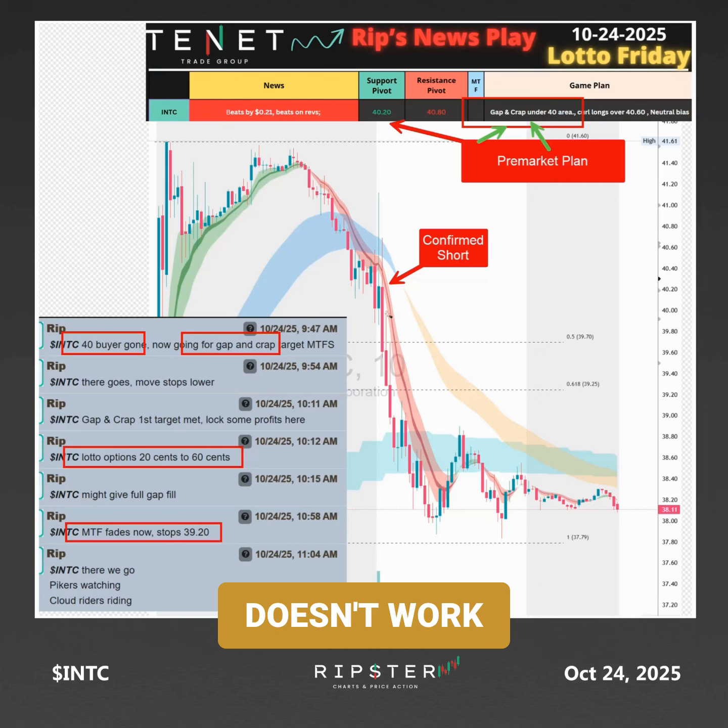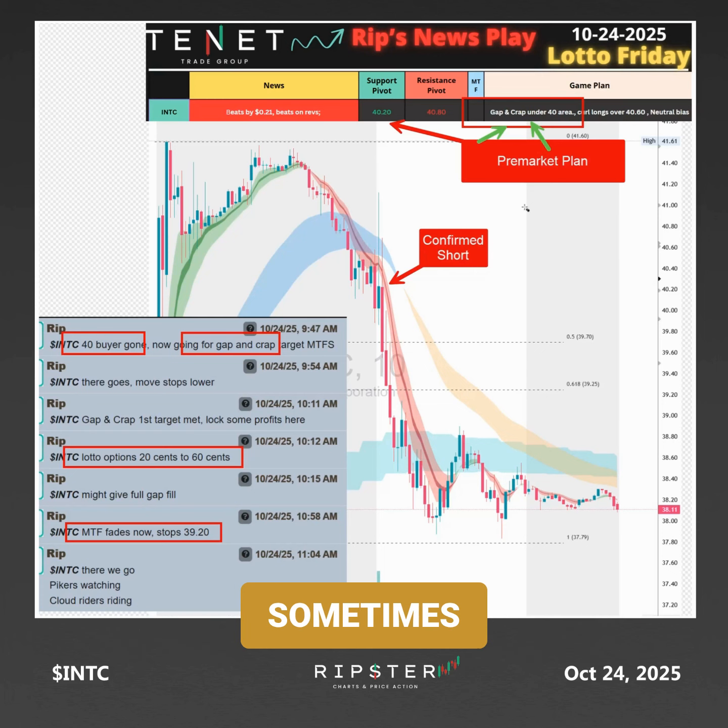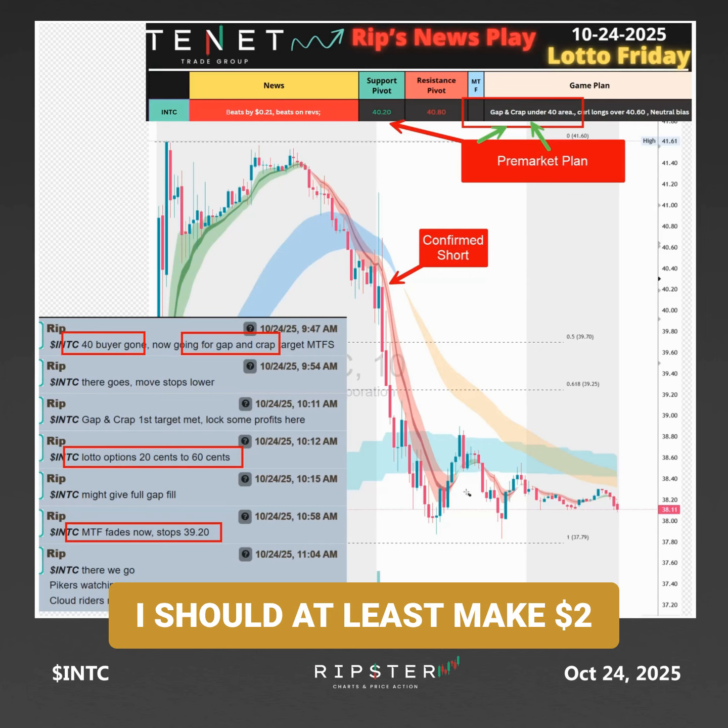When the gap and crab doesn't work, sometimes it will chop, and when it chops, you need to get out, and sometimes it will curl over the clouds, reclaim the pre-market support, or push over the pre-market highs. At that time, you do not short it, you step away. So there'll be losers sometimes, but our losers will be small. If I'm willing to lose 50-60 cents, I should at least make $2, 3 times or 4 times of the risk that I'm willing to lose.